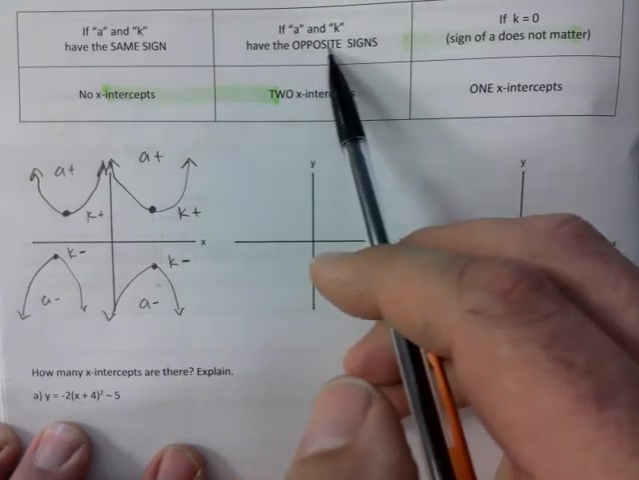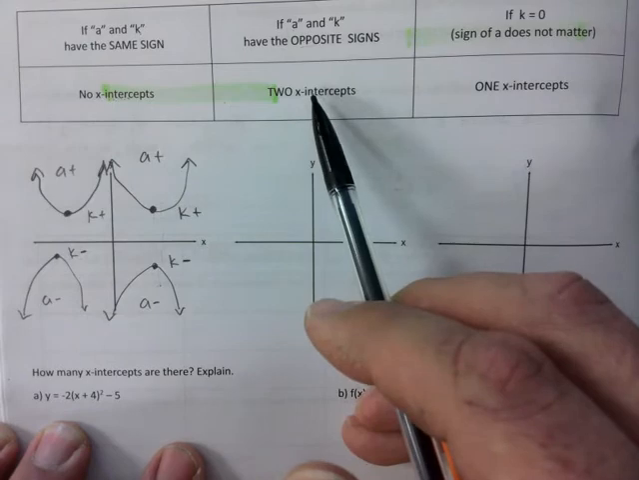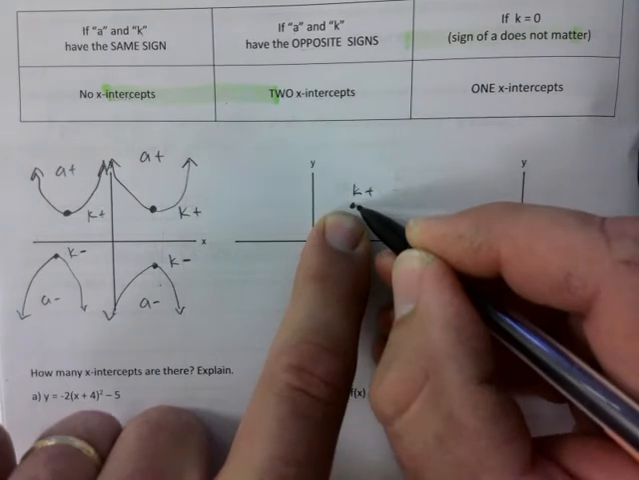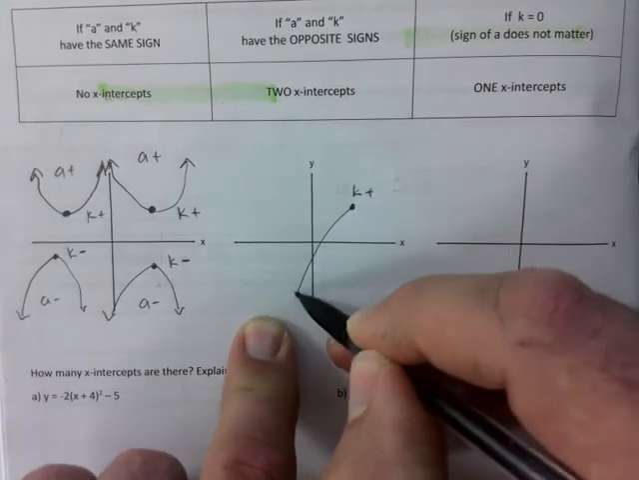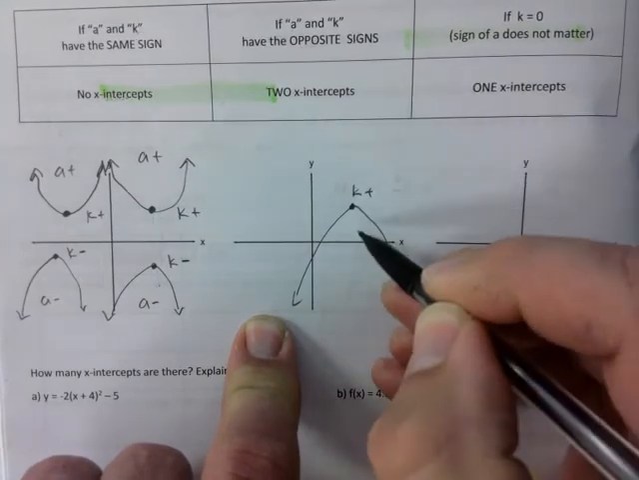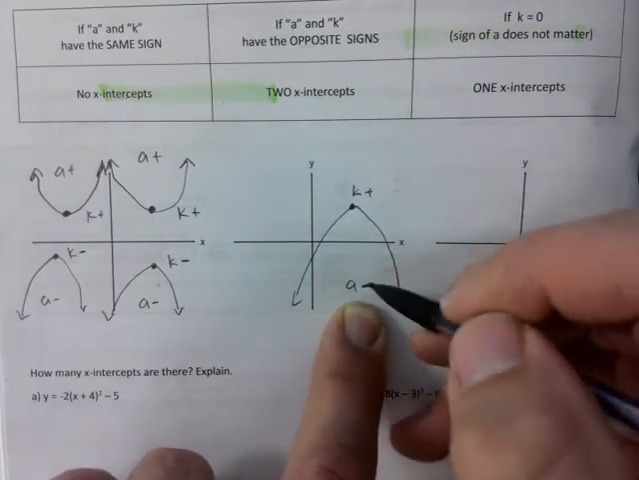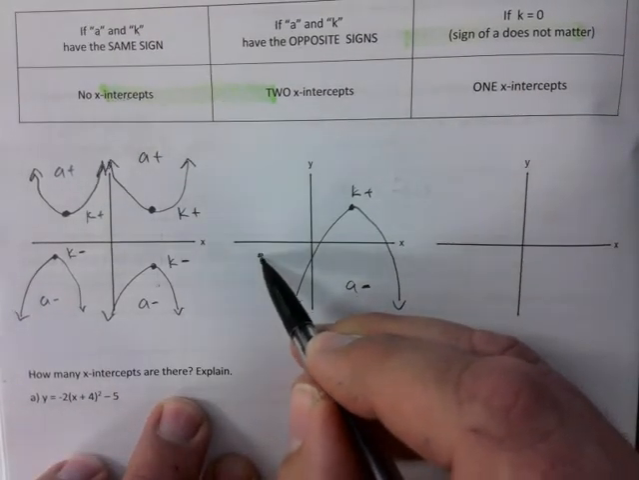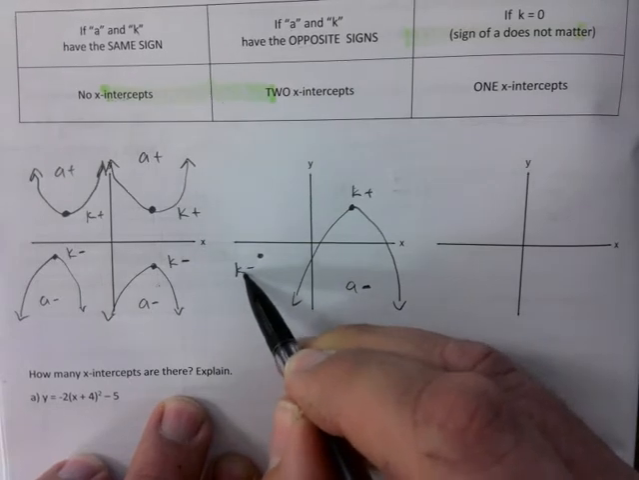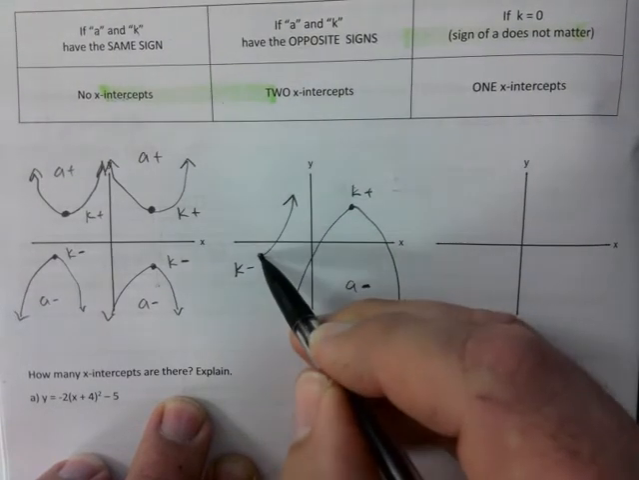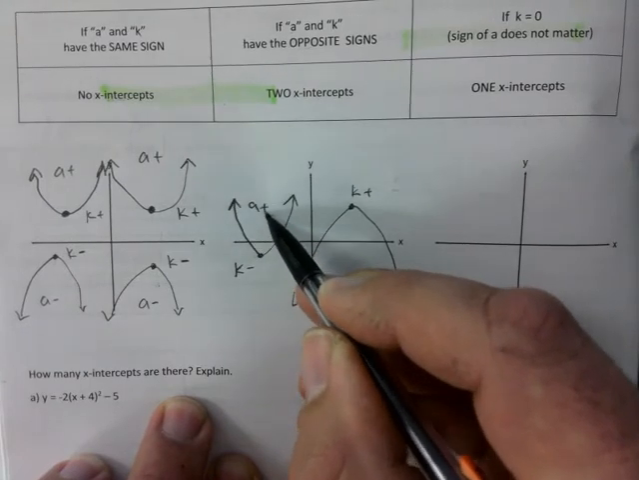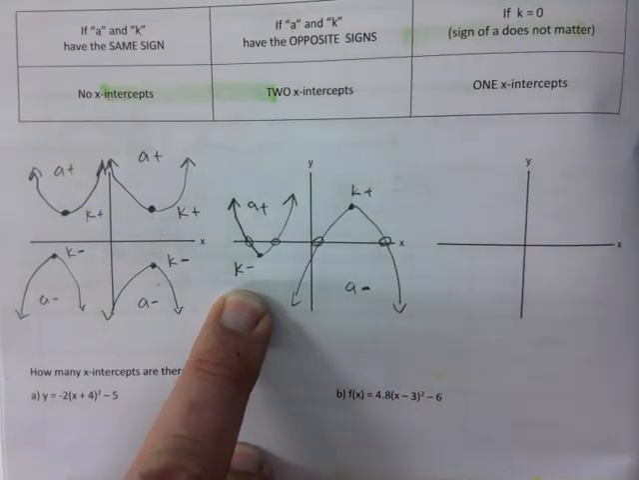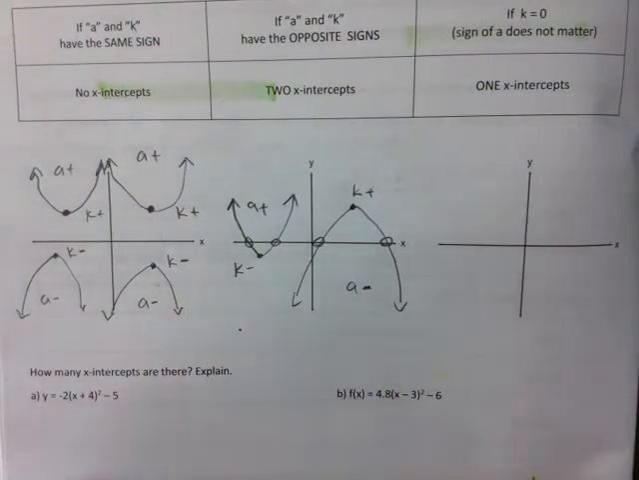On the other hand, watch this. If A and K have opposite signs, you will have two x-intercepts. Because if K is positive, meaning it's above the x-axis, and A is negative, right? If they have opposite signs, you are guaranteed to have two x-intercepts. On the other side, if K is negative, right, and A is positive, you will still have two, right? 1, 2. 1, 2. I see 4, Mr. Dirksen. No, don't be silly, right? Two different parabolas there.